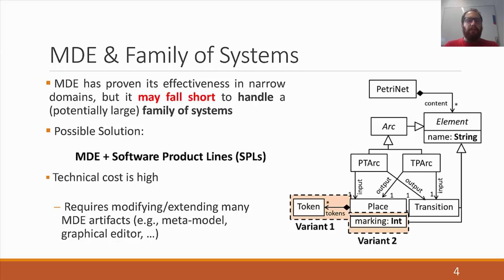Over the years, the basis of this language remains the same, but some types of PetriNets have been introduced, like the addition of marking that can be stored directly in a place or a token object. Software product lines permit specifying variation points on a given model, and hence elude the exponential cost of specifying each model variant separately. However, its technical cost is high, because it requires modifying and extending many MDE artifacts like the metamodel and the graphical editor.